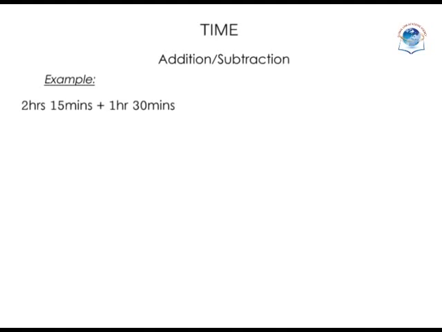For instance, 2 hours 15 minutes plus 1 hour 30 minutes. We can write it as 2.15 plus 1.30. The part on the right hand of the decimal is the minute side, and the left side is the hour side. If we add that, we shall get 3.45, and that means 3 hours and 45 minutes. This is straightforward.